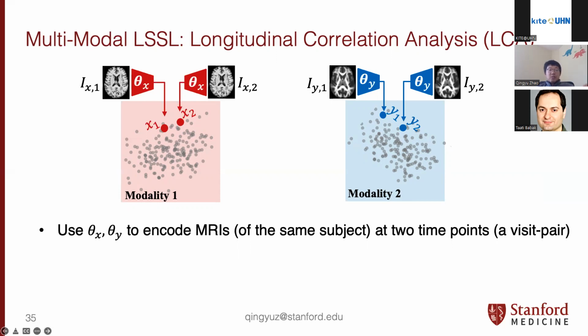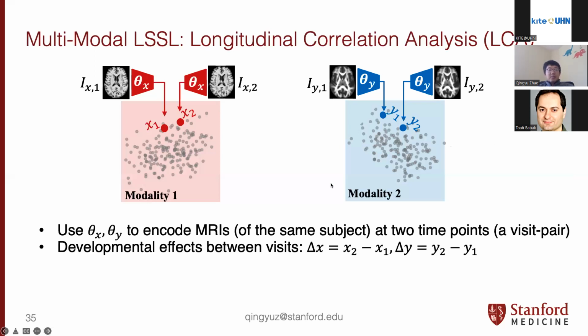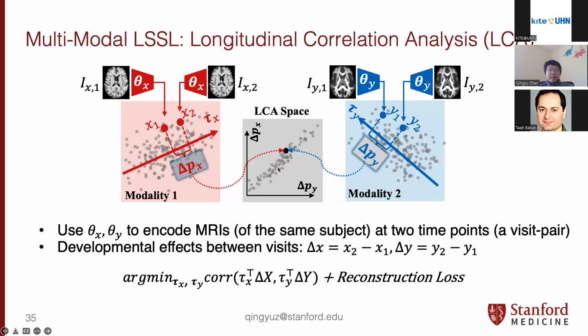So basically, each training sample, or each training bundle, in this setting is composed of 4 images, essentially 2 time points times 2 modalities. And for each modality, you can learn a latent space. In either latent space, we can disentangle a latent direction separately in each space, such that the developmental effects in each modality, when projected onto this direction, can maximally correlate between the modalities.